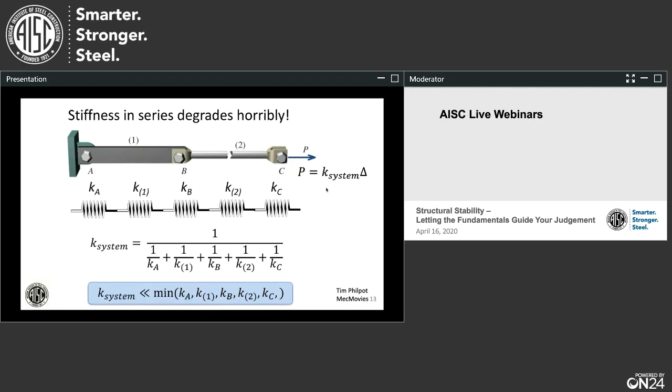But really what I'm after here is the takeaway, and that is when you have a system of members in series, it's really a drag. It's not a good thing. The system stiffness is in fact smaller, indeed a lot smaller than the smallest of any one of the component stiffnesses. And so that's really problematic.